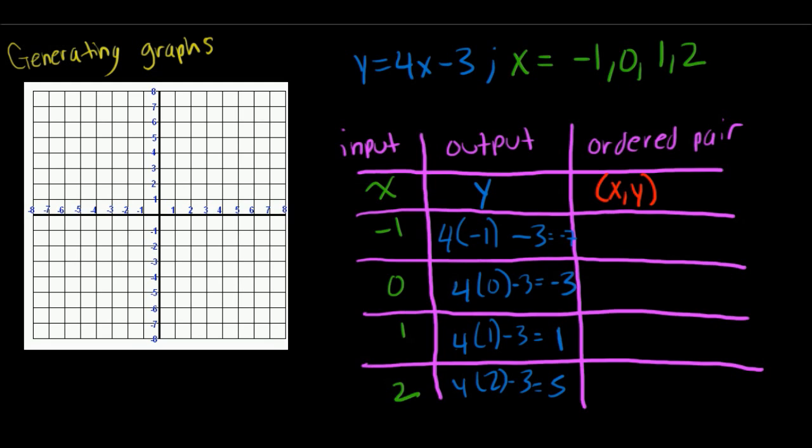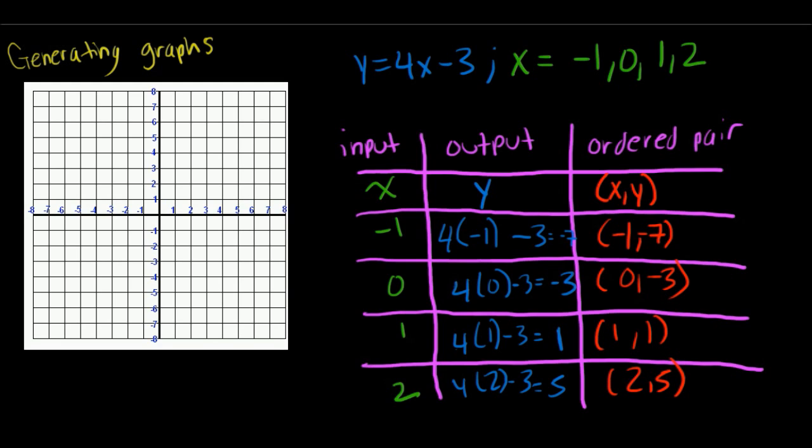Now that we have our x and y, we can make ordered pairs. -1, -7, sorry. 0, -3, 1, 1, and 2, 5.